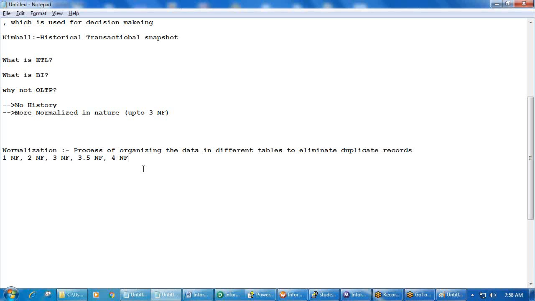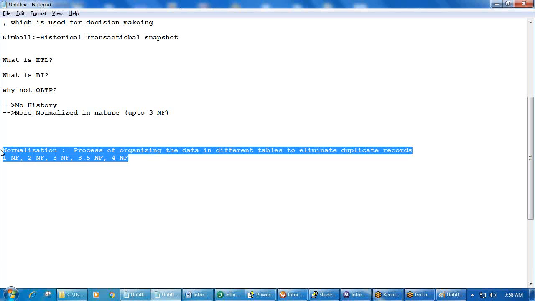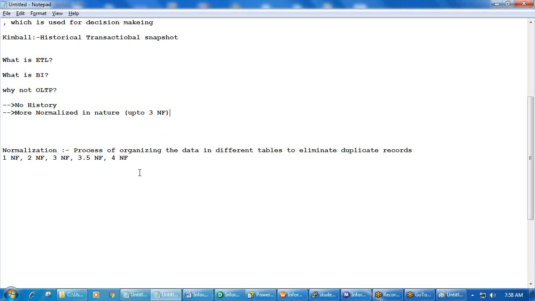So what is the disadvantage? Why is normalization a disadvantage for reporting? Basically, one thumb rule that you have to remember is that the more you normalize the data, the more tables will be present. So the degree of normalization is directly proportional to the number of tables. More normalization will result in more tables.